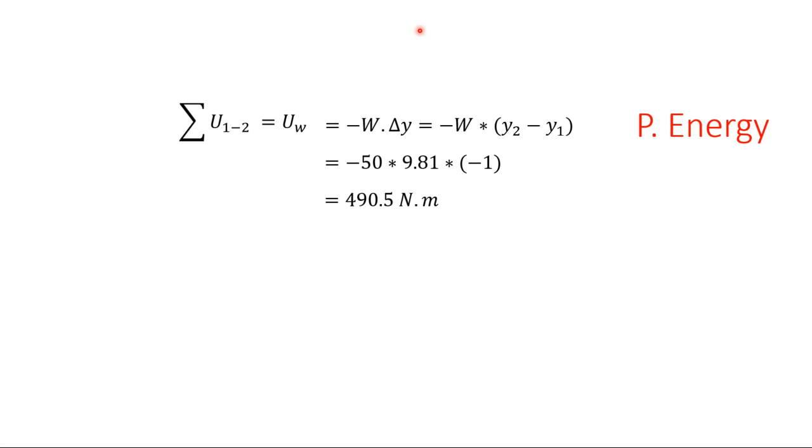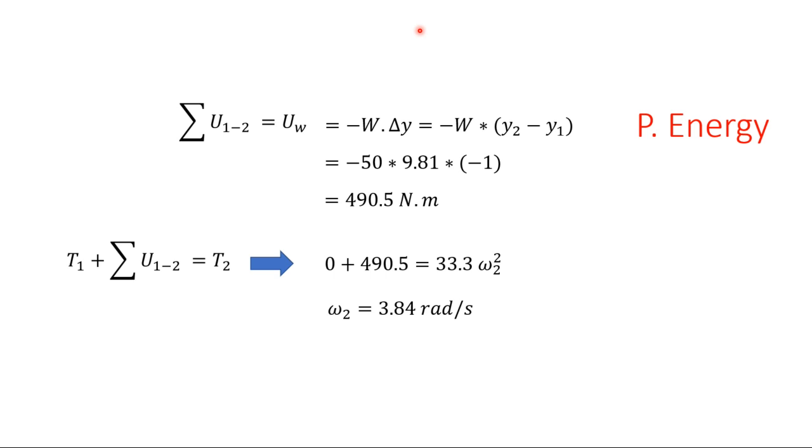T1 is known, T2 is known, the sum of U1 to 2 is known. Then I can substitute everything in the equation, and I can find the value of omega 2, which is going to be equal to the square root of 490.5 divided by 33.3. And we will find that omega 2 is equal to 3.84 radians per second. Now, the last step, we just need to find the velocity at the length of 2 meters. So the velocity is going to be equal to omega 2 multiplied by the distance from A to B, which is 2 meters, and this will give me 7.68 meters per second as an answer.